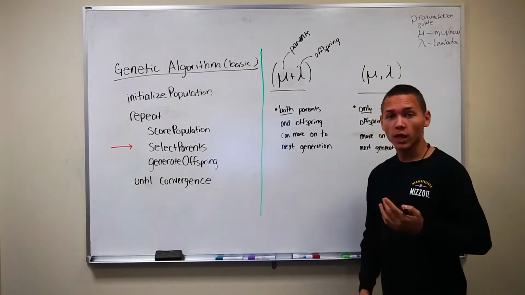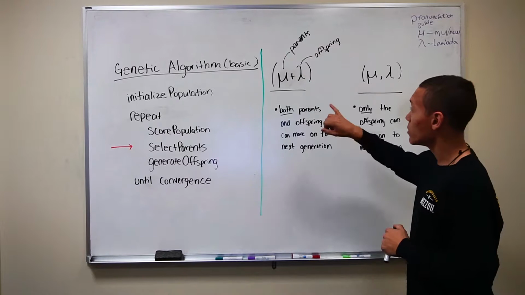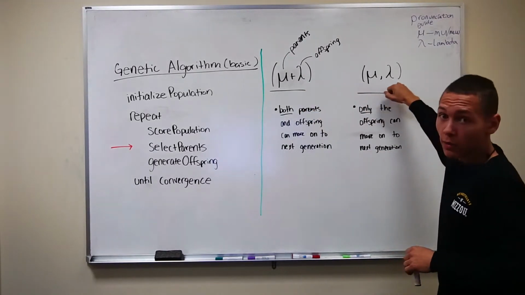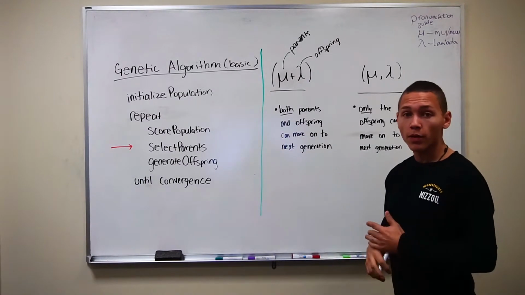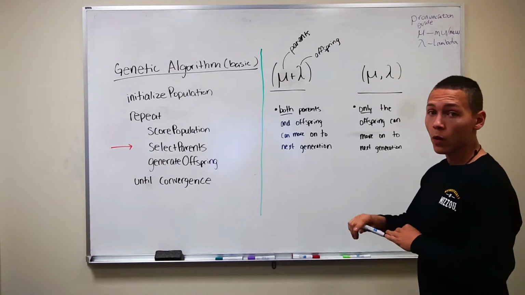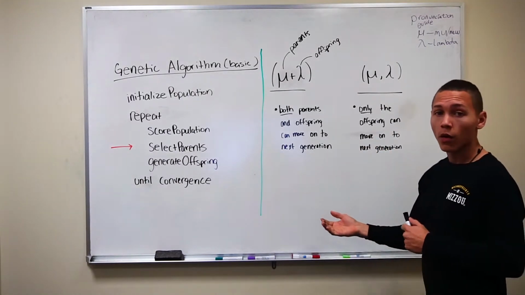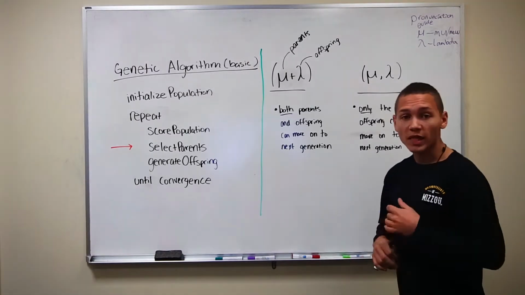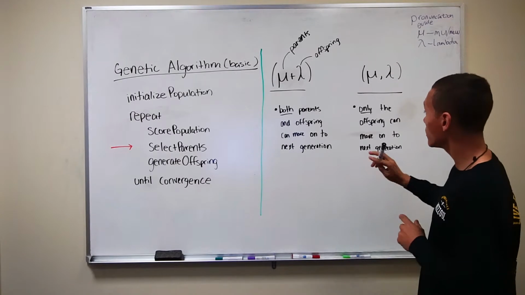So the 2 parent selection strategies that we chose to use in our implementation are mu plus lambda and mu comma lambda. The difference between the two is in mu plus lambda, both the parents and the offspring have a chance of moving on to the next generation, whereas in mu comma lambda, only the offspring are able to move to the next generation.